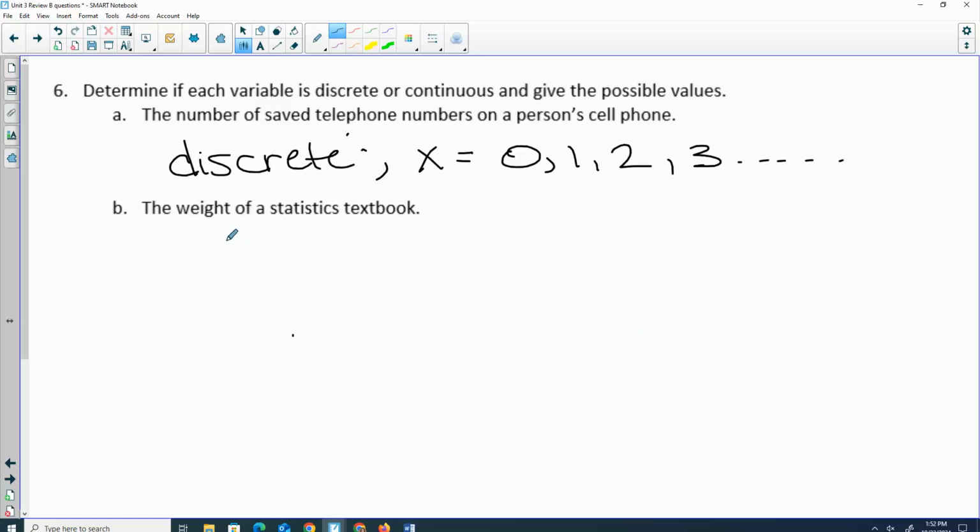All right. B, the weight of a statistics textbook. Discrete or continuous? Okay. Can it be negative? Can it equal 0? No. So it just has to be x is greater than 0. And then could it be any decimal value there?